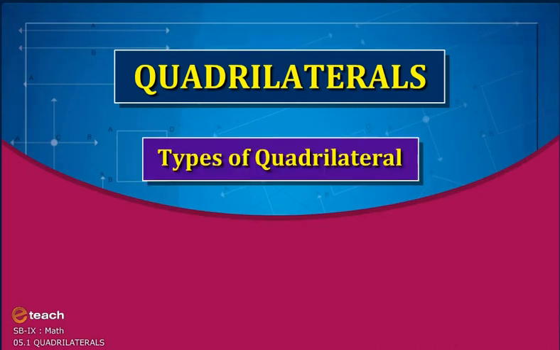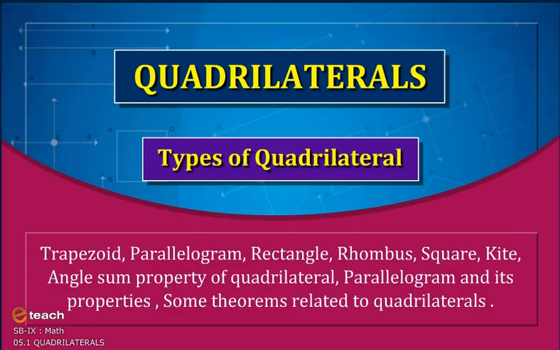Quadrilaterals. Types of quadrilateral: trapezoid, parallelogram, rectangle, rhombus, square, kite. Angle. Some property of quadrilateral, parallelogram and its properties.